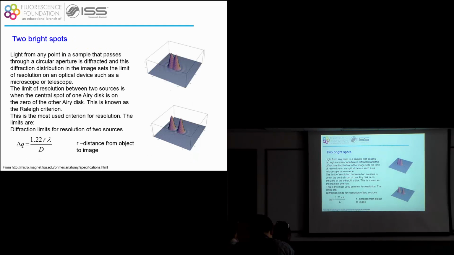From here, there is the concept of the resolution. If we have 2 points, how close they can be in order to be resolved as 2 rather than 1. This is the so-called Rayleigh criterion, and it relates the distance between the objects, the wavelength, and d, which is the aperture of the optical system.